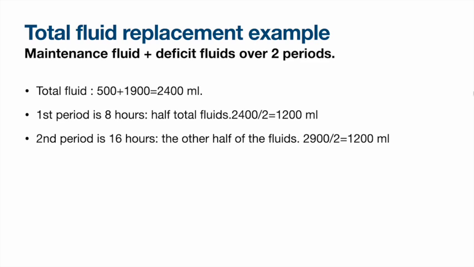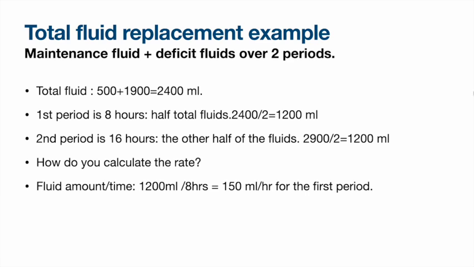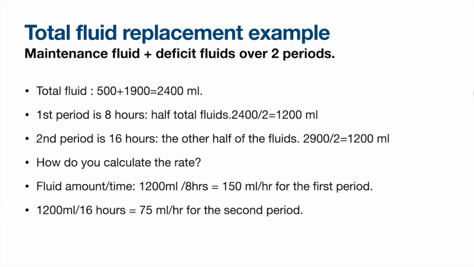Now what would be the rate of fluids? So you know you need to give about 1200 ml over 8 hours. Now to get the rate, you will divide 1200 by 8 hours, and then you get your rate of 150 ml per hour. And the second period is different, so you will divide 1200 by 16 hours, and that's 75 ml per hour for the second period.